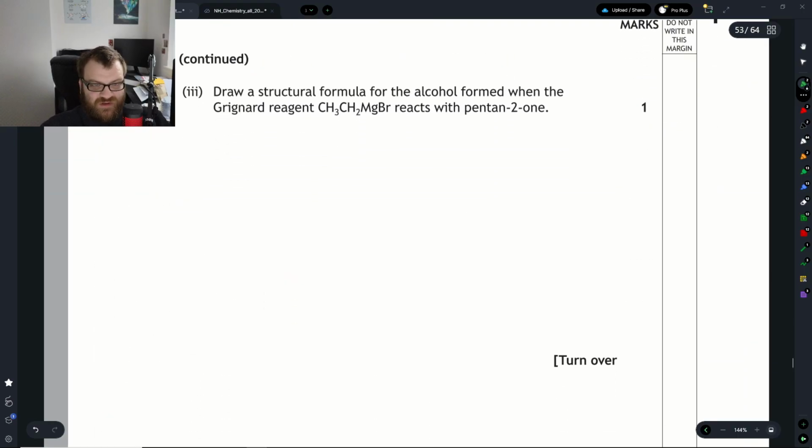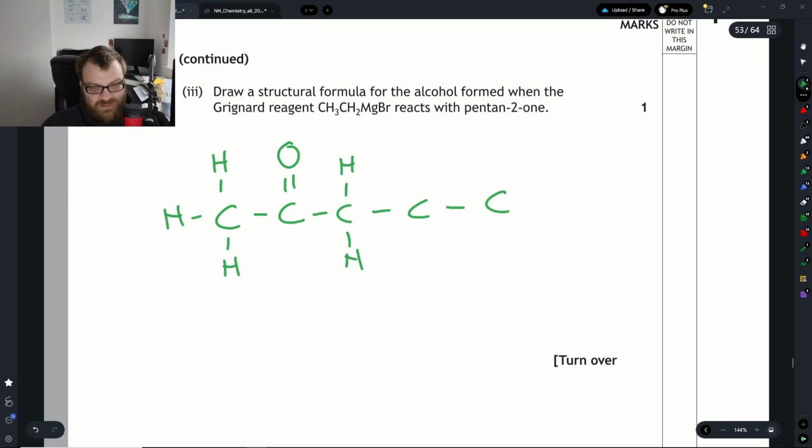Next one, we have to draw the structural formula for the alcohol formed when that reagent reacts with pentan-2-one. Right. I'm going to base it off of my pentan-2-one. Pent is 5 carbons as it was before. Then we've got the double bond O, the pentan-2-one, and all the H's.